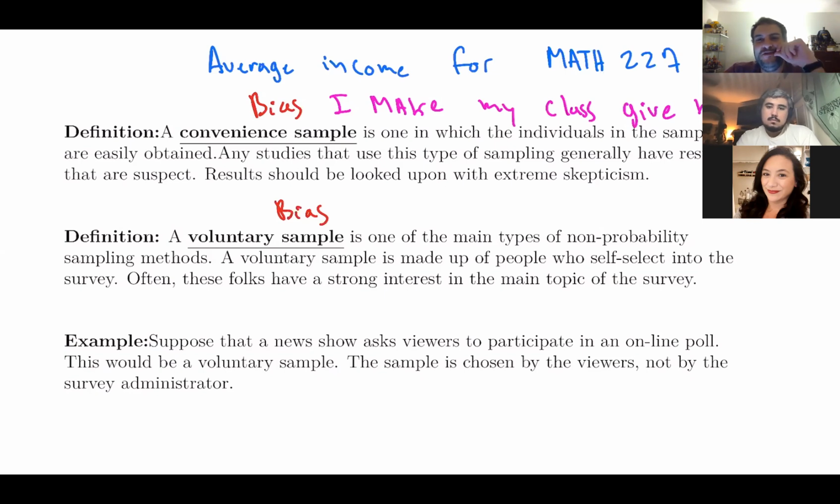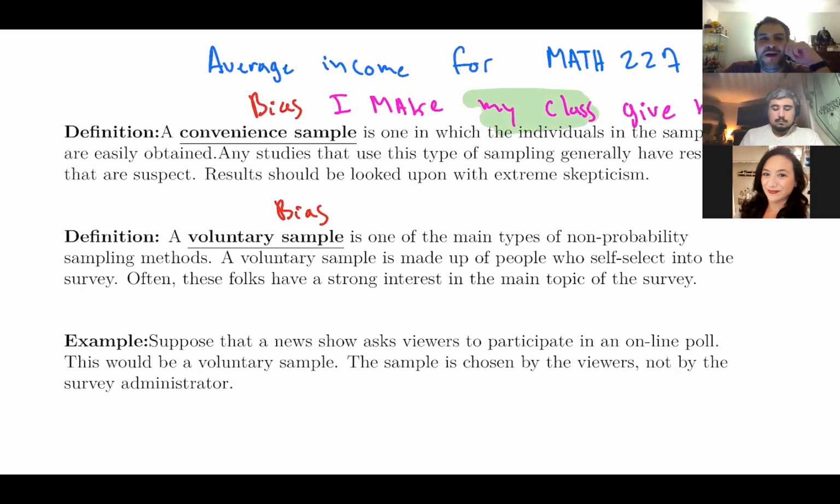Well, if you look at this one, am I getting it for all Math 227 students? Or am I just getting this from my class? Because the key thing is that I'm only collecting this information from my class. So if I want to find out the average income for Math 227 students, I have to get it for all of the students who are taking Math 227. I can't just rely on students in my class.